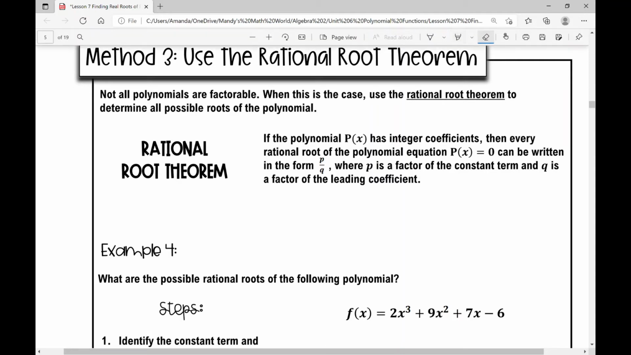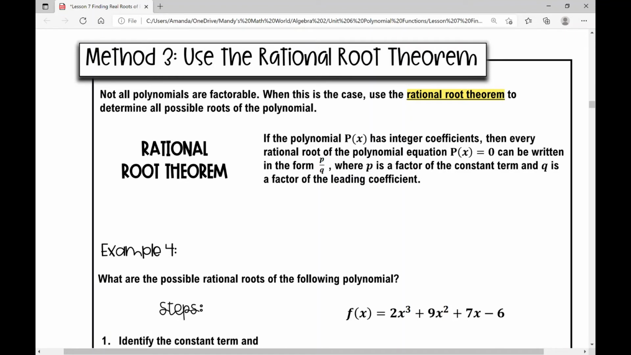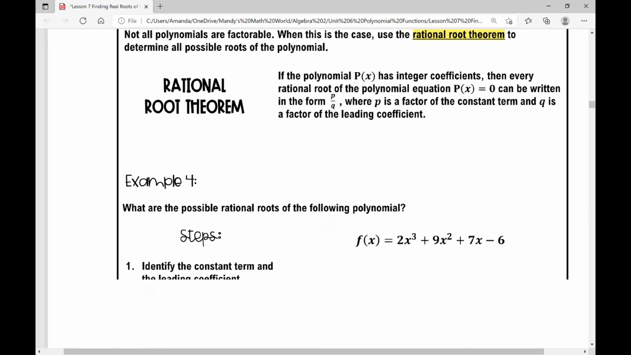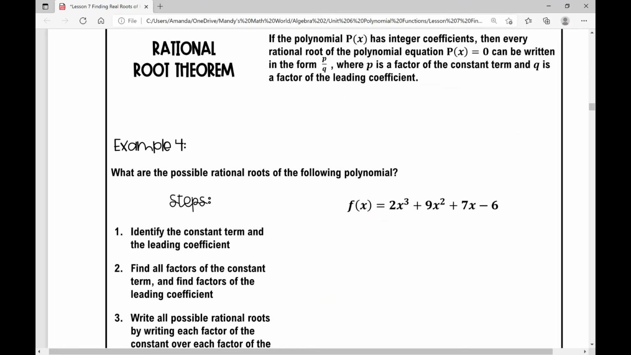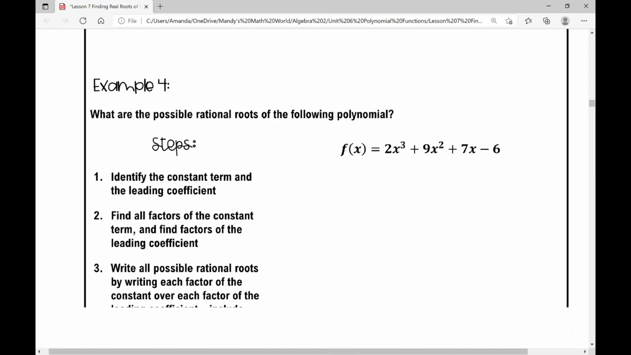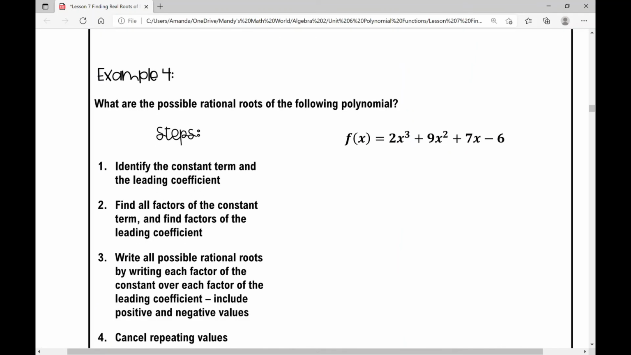When this is the case, we can use the rational root theorem to determine all possible roots of the polynomial. So that's what this will do. And rather than read you this, I'm just going to show you what to do, because it'll help if I show you. It makes a little more sense. So what are the possible rational roots of the polynomial? That's all we're finding. What are all the possible roots?